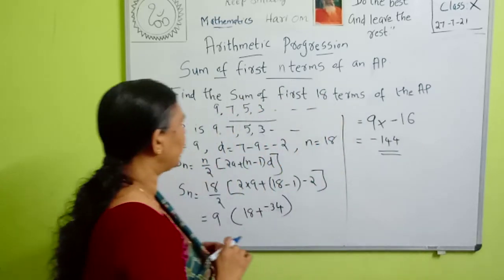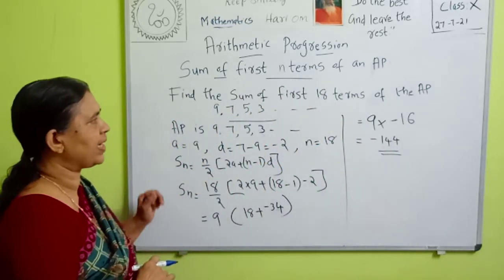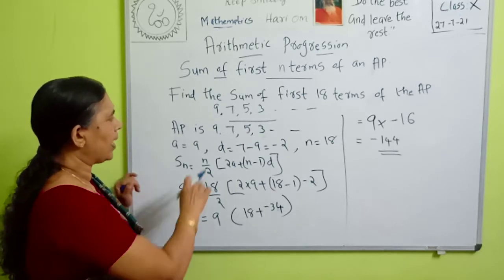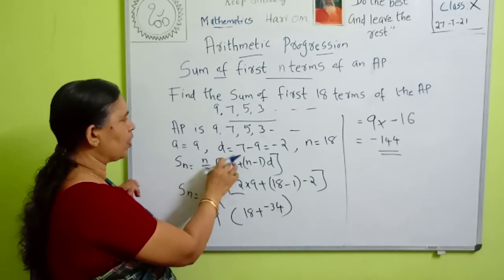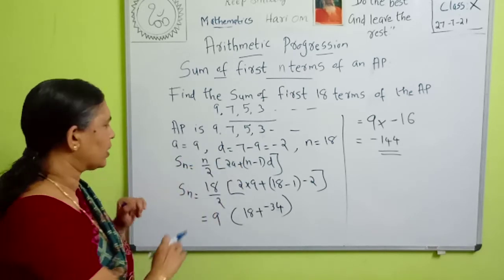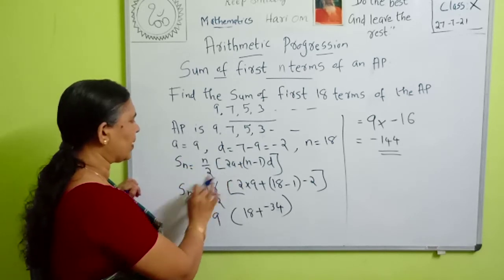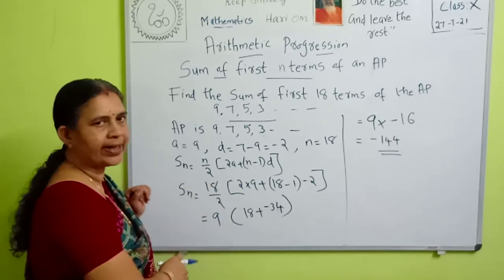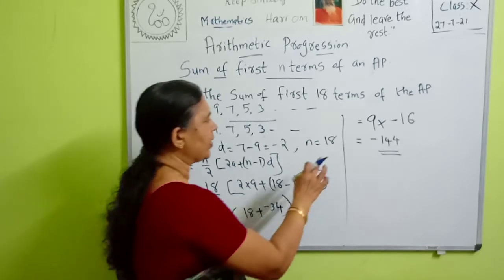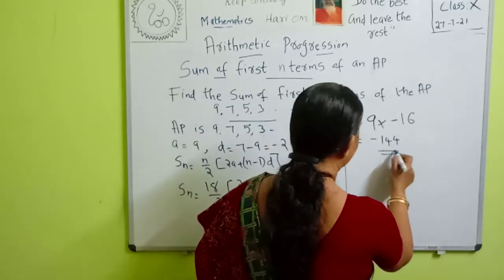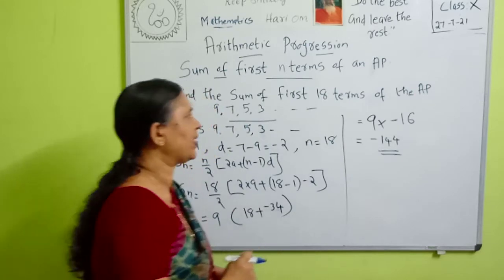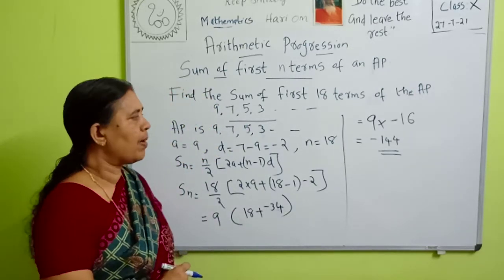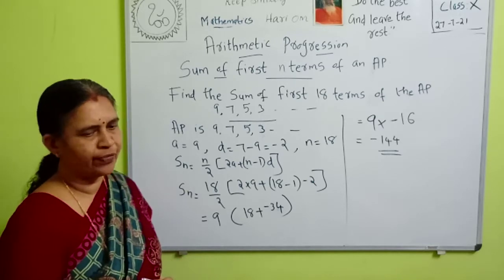Therefore, the sum of first 18 terms of the AP 9, 7, 5, 3, etc. is equal to, here A is equal to 9, D is equal to minus 2 and N is equal to 18. So Sn is equal to n by 2 into 2a plus n minus 1 into d. That is 9 into 18 plus minus 34. That is equal to 9 into minus 16. That is minus 144. So the sum of the first 18 terms of the AP 9, 7, 5, 3, etc. is equal to minus 144.